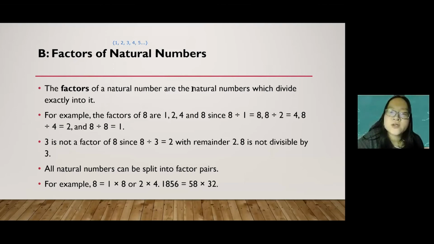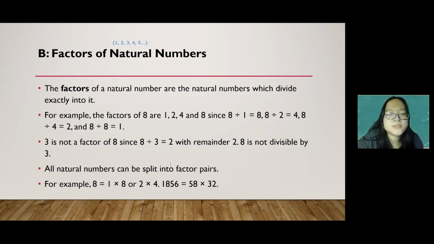The factors of a natural number are the natural numbers which divide exactly into it. For example, the factors of 8 are 1, 2, 4, and 8, since 8 divided by 1 equals 8, 8 divided by 2 equals 4, 8 divided by 4 equals 2, and 8 divided by 8 equals 1. 3 is not a factor of 8, since 8 divided by 3 equals 2 with remainder 2. 8 is not divisible by 3.